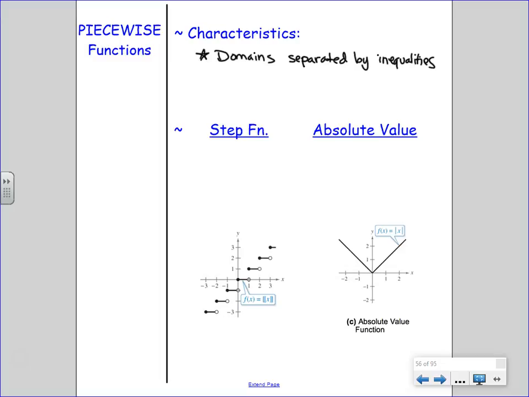So the domains are separated by inequalities, and long story short, for all the characteristics, we have to consider each of the pieces, right? That's kind of obvious, but it's just a quick explanation as to why I'm not giving you definite characteristics for piecewises, because they're different depending on what's in the function. Piecewise is just a general category. So instead of talking about all piecewise functions, I'm going to zoom in on two very particular ones that don't look like piecewise functions.